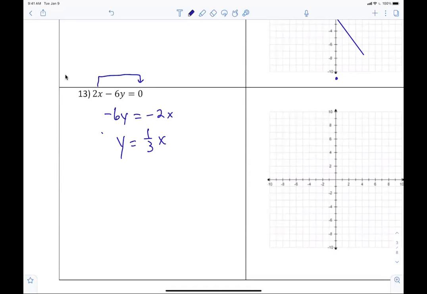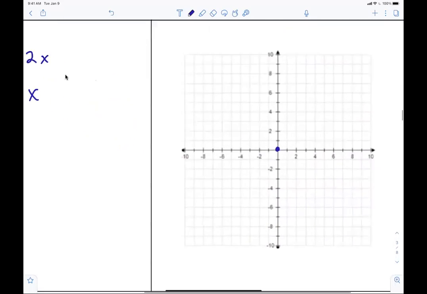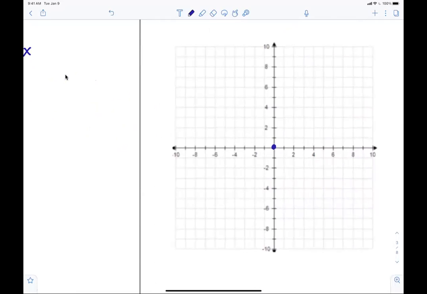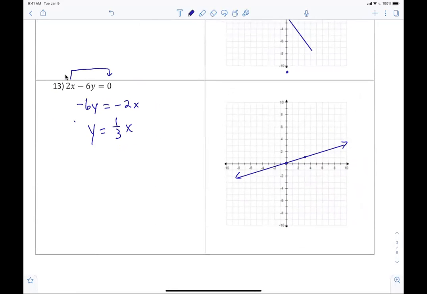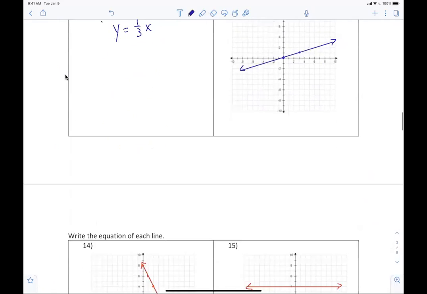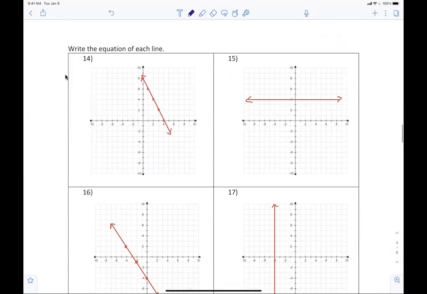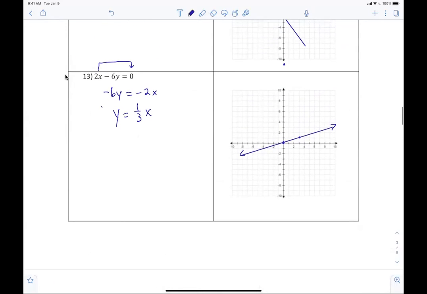You'd start off at 0. Yes, you would. Very good. Start out at 0, and then what? And then you would go up 1 and to the right 3. Yep. Any issues? Any issues? All right. You go back.